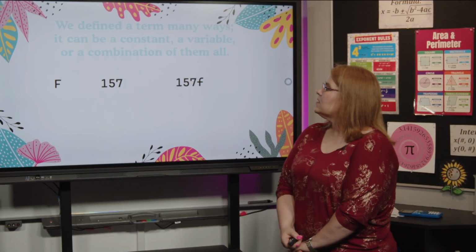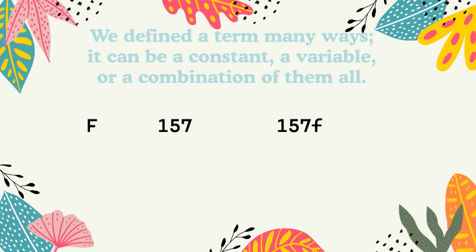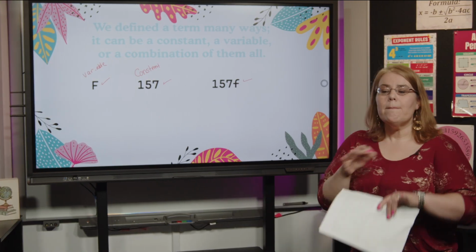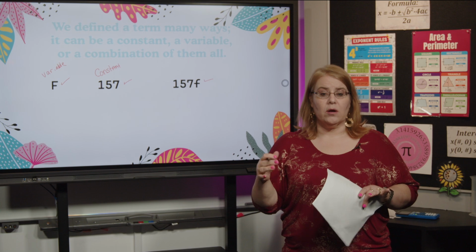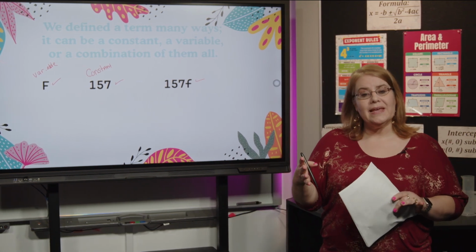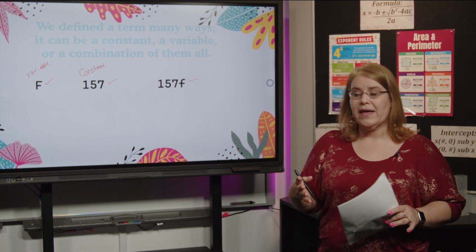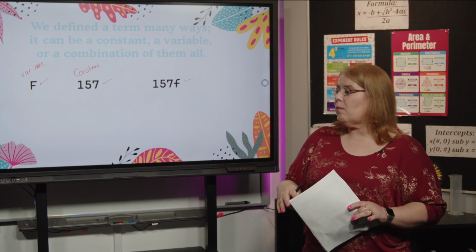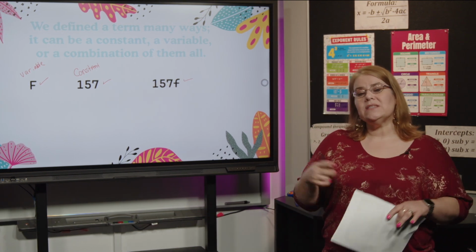So, we define a term many ways. It can be a constant, which is just a number. This would be my constant. It could be just a variable, or it can be a mixture or a combination of them. So this is a term, this is a term, and this is a term. So there's multiple ways that I can show a term. And depending on what type that we're looking at, I could have multiple variables in there, or maybe I could have exponents. So there's multiple ways that we can see these terms.